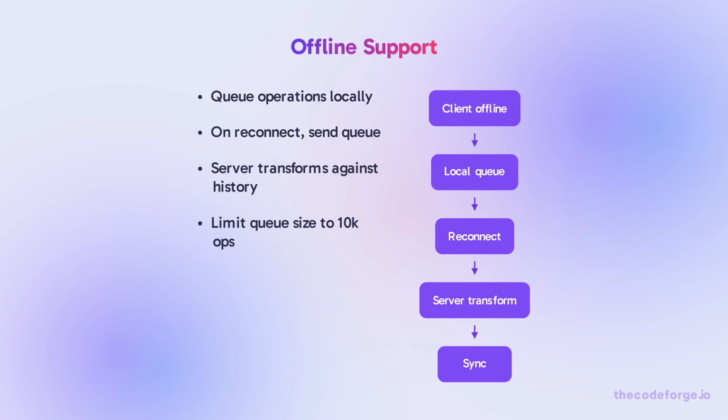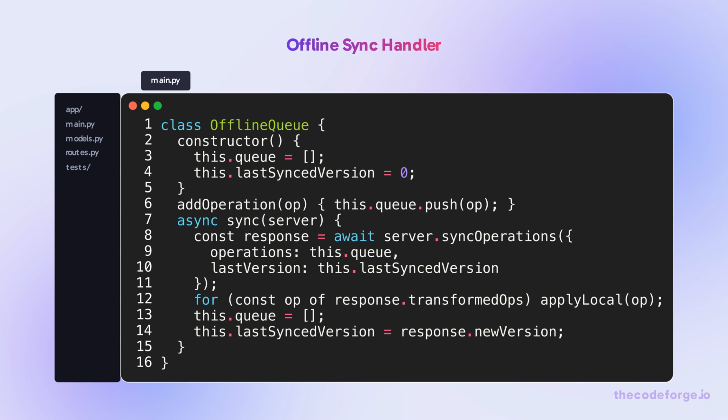Limit queue size to avoid memory pressure. The offline queue stores operations until sync. On sync, it sends the queue with the last known version. The server returns transformed operations that the client applies locally. After successful sync, the queue is cleared.